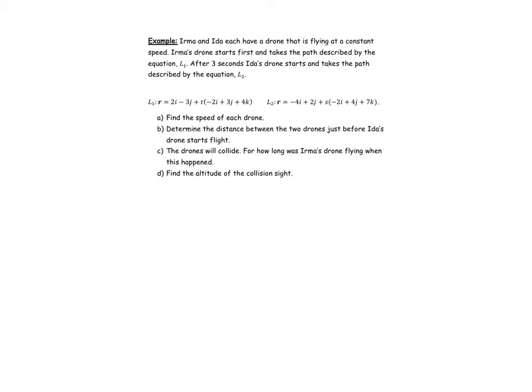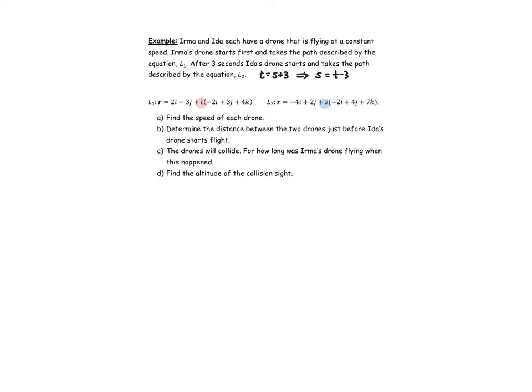Particularly speaking, you can see those located here in each of these two vector equations for these lines. Now I'm going to make a quick observation: I know that t is equal to s plus 3, because of that 3-second difference between takeoff of Irma's and Ida's drones. Similarly, I could say that s is equal to t minus 3. Depending on which one is more useful, I will use that in a moment.